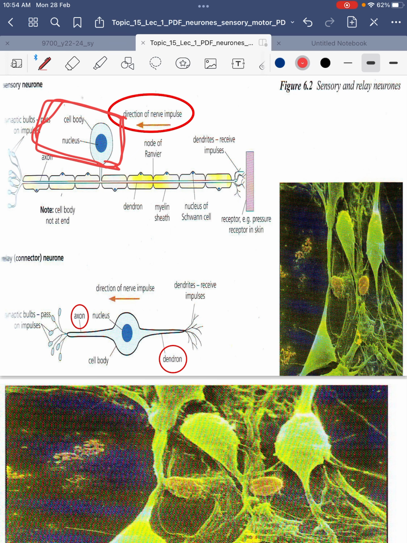So the way this goes through is like this. That's how the nerve impulse will go, in one direction. It goes up and then goes down, and then we'll send it to the next one. It can be to the next sensory neuron, or it can be to the central nervous system.